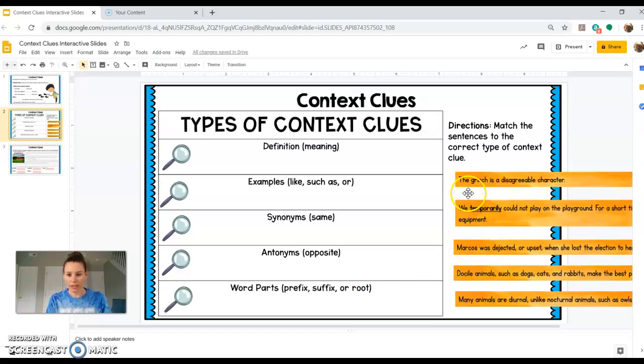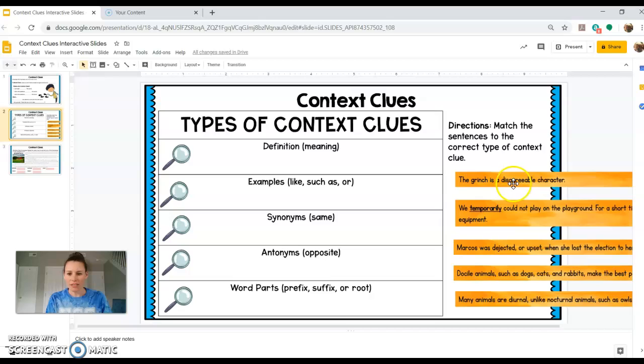Okay, so you'll look at these sentences over here, and you're going to figure out which type of sentence goes with which context clue. The Grinch is a disagreeable character. I'm going to guess that disagreeable is the word we need to know. In this, I see the word agree, and I know that means like get along with. But then I have dis as a prefix. So I'm going to think to myself, does dis mean the same or does it mean opposite? And I think that it means the opposite.